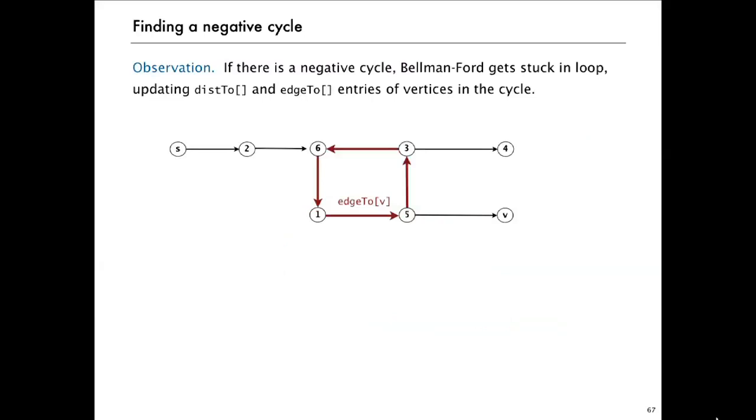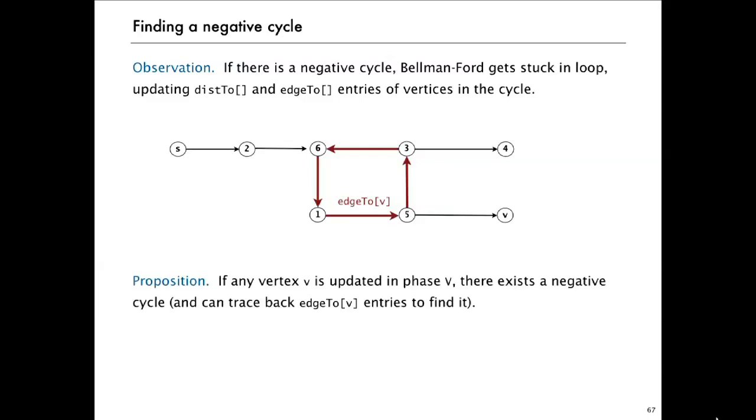So the observation, or the way to find a negative cycle, is to realize that what will happen with the Bellman-Ford algorithm, if there's a negative cycle, is that on every pass through, it'll basically go around the cycle. Well, not every pass in the length of the cycle. It'll get stuck in a loop going around the cycle, depending on the order of the vertices. And it'll update and just get stuck going around the cycle.